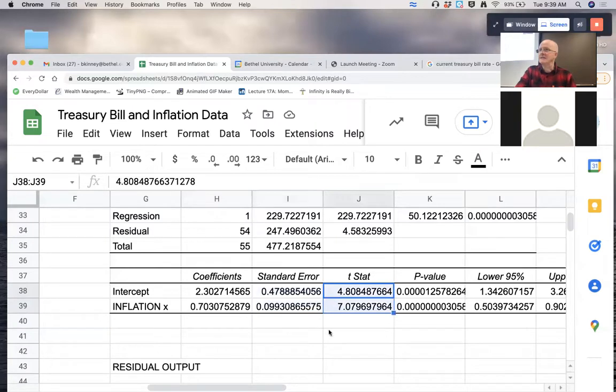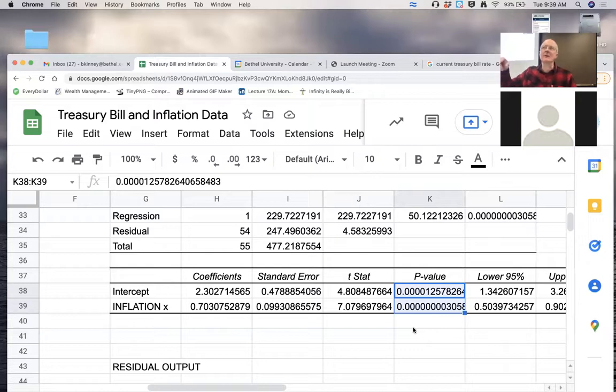These t-stats and the corresponding p-values, which you can see are very small, are ultimately testing whether the population slope and intercept are 0 or not. That's what they're really testing: whether the population slope and intercept, beta 1 and beta 0, are 0 or not. And you can see the p-values are very small. We would reject that null hypothesis that they're 0.